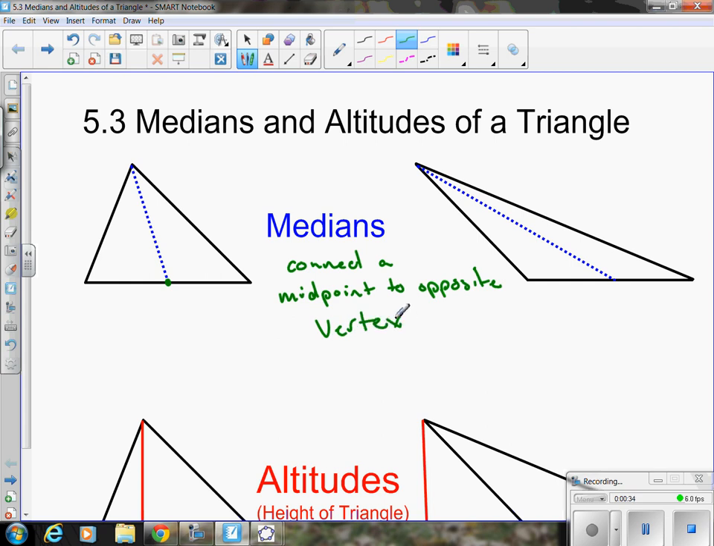All right, so midpoint means this segment is the same length as that segment, and we connect it to the opposite vertex. Notice the median is always in the inside of the triangle.